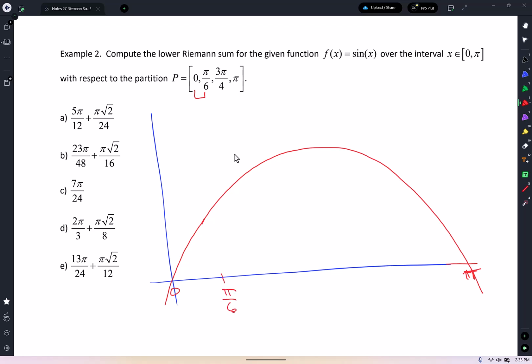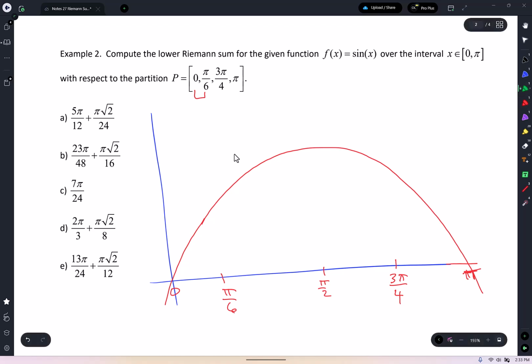Pi over 6 to 3 pi over 4. 3 pi over 4 is in the middle between pi over 2 and pi. So here's pi over 2, so probably right there. 3 pi over 4, and then 3 pi over 4 to pi. There it is. Pi over 2 is not part of the partition.